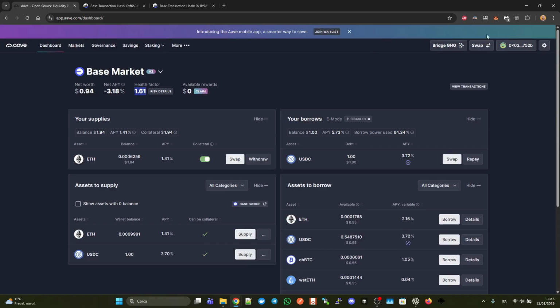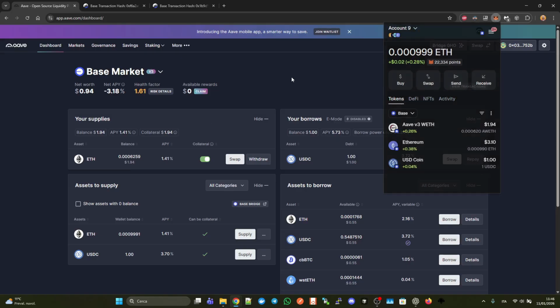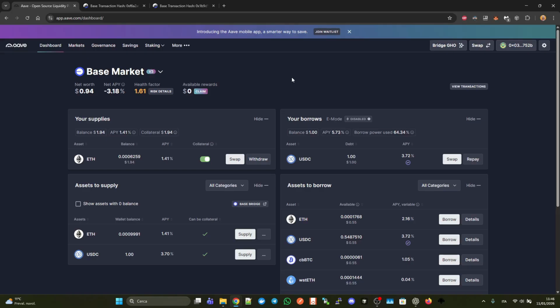So now with this USDC you can do whatever you like. You can, for example, supply it to Aave. You can swap it with Uniswap for Ethereum and deposit the other Ethereum. So doing some leverage, you can do whatever you like now with this USDC.